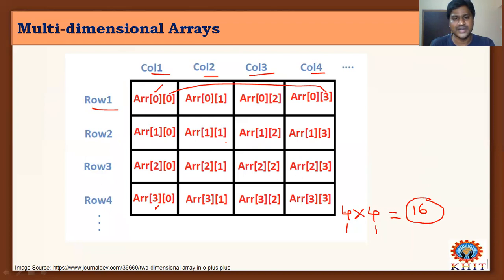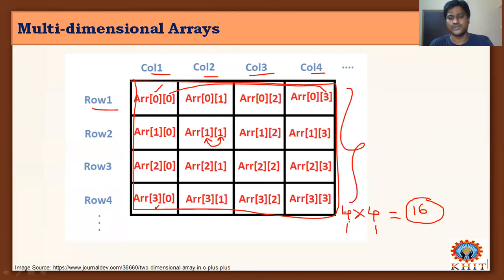And here we have the index values showing the location and position of each element in the array. This is the memory we are going to organize: 16 memory locations are required for this two-dimensional array of size 4 by 4, 4 rows and 4 columns, a total of 16 elements. And these are the indexes of those memory locations or elements.